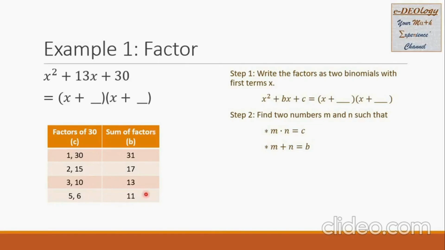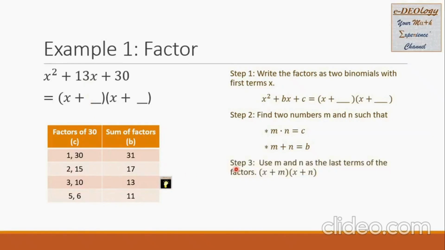Now on this column, we are going to add the factors. 1 plus 30 is 31. 2 plus 15 is 17. 3 plus 10 is 13. 5 plus 6 equals 11. As we can see here, this 13 matches our b. It means to say the factors 3 and 10 are what we want for the m and n.